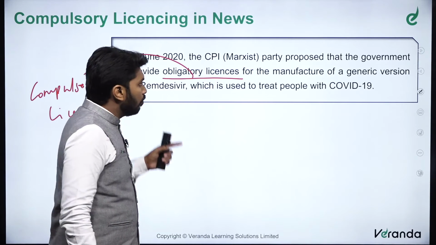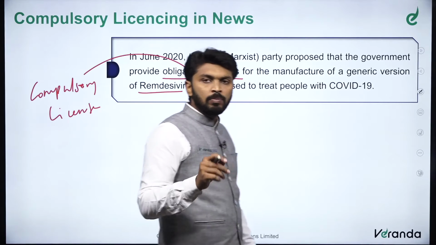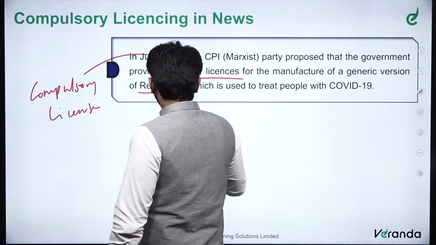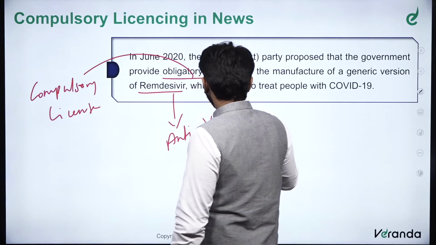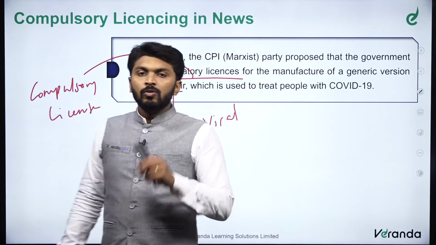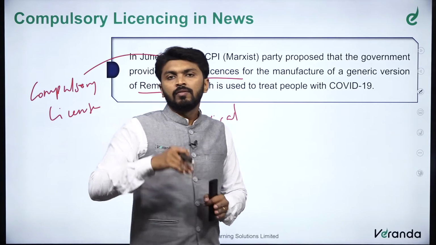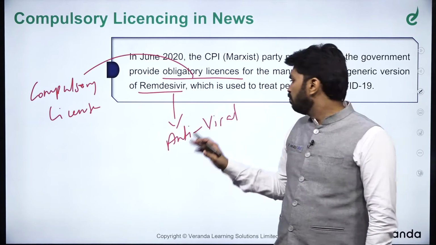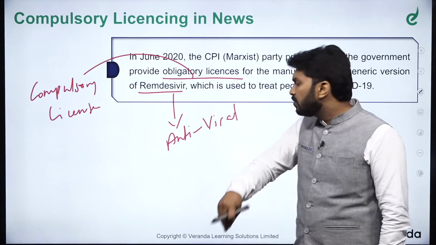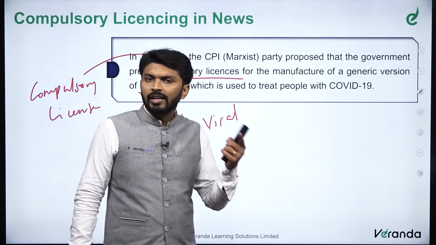The government should provide a compulsory license for manufacturing a generic version of remdesivir, which is used to treat people with COVID-19. So what is actually remdesivir? Remdesivir is an antiviral medication. It is not a vaccine. It is a medication. A vaccine is a preventive one. It prevents the occurrence of a particular disease, but this is a medication, which means it is used to treat people after the disease comes in. It is an antiviral medication which was developed in the wake of Ebola to treat the Ebola virus.